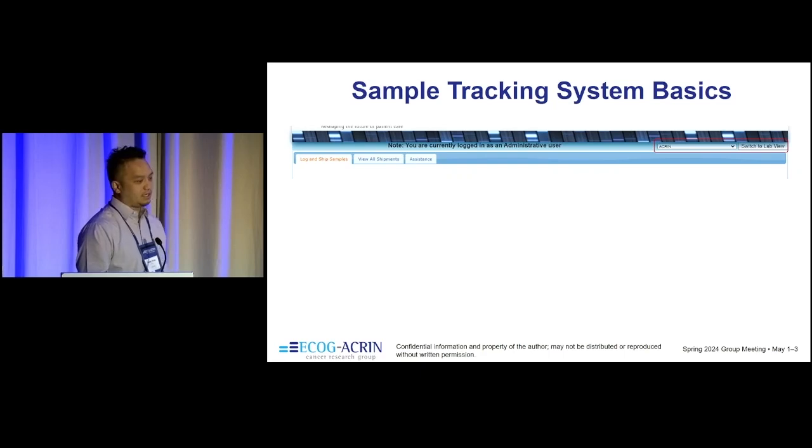Once you have clicked on the sample tracking system, just a note here is that there are two versions of the sample tracking system. One is for sites that are sending samples, and the other is for sites that are receiving samples. We refer to it as site versus lab, since labs receive the samples. Up here in the top right corner, that's where you would go if you're a receiving lab. The next step here is view all shipments. You can click on that tab to view any shipments that have been submitted by your site.